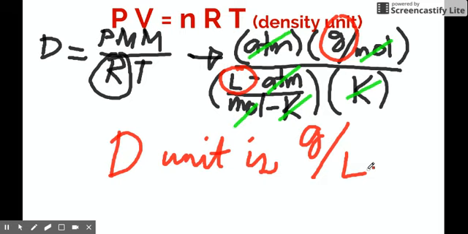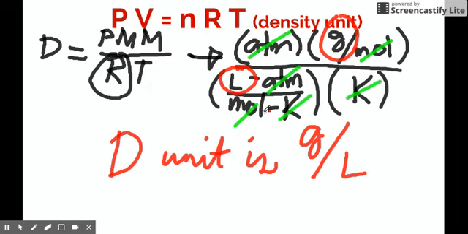Or if you're given density in an ideal gas law problem, make sure that before you substitute density's value, the density unit is in grams per liter. If not, you need to convert it first before you substitute it, so that the rest of the units will be compatible with it.